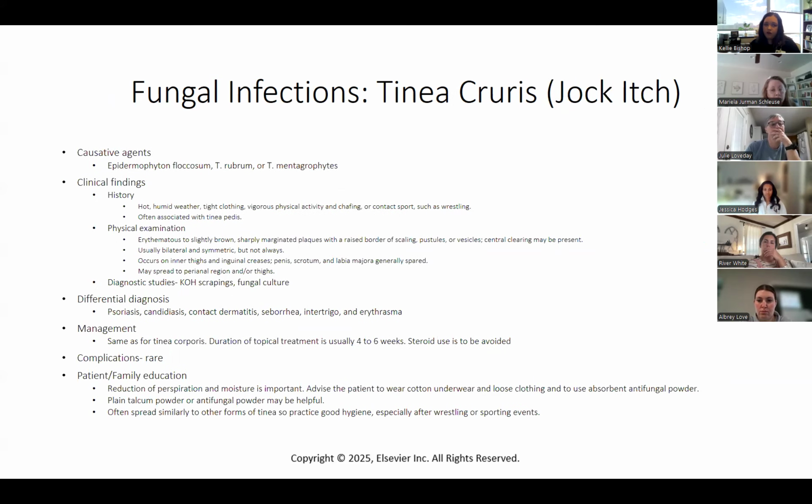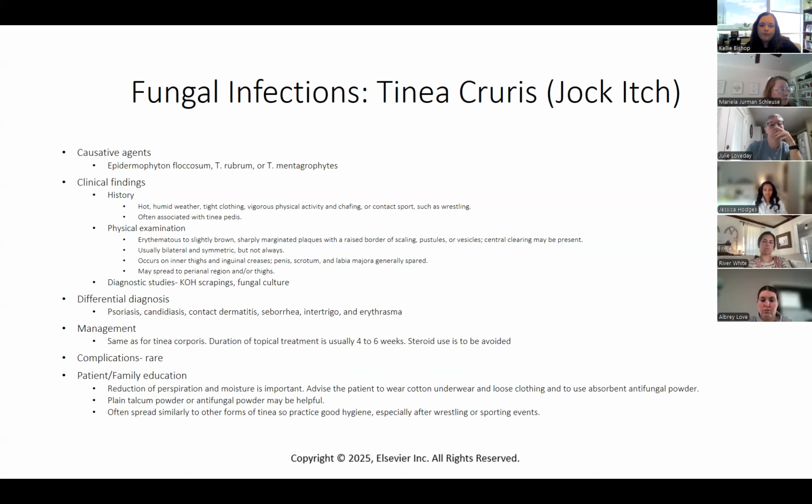Tinea cruris, this is jock itch. We tend to see this in the hotter, more humid months, with tight clothing. Athletes are a lot of times who we see this in, but it can be in anybody. And oftentimes this goes along with tinea pedis, so a lot of times we'll see this along with athlete's foot. But they have more of a raised border with scaling, pustules or vesicles. They can have central clearing. It's usually bilateral and symmetric, but not always. So if it's unilateral, that doesn't mean it's not this, but generally speaking it's bilateral.